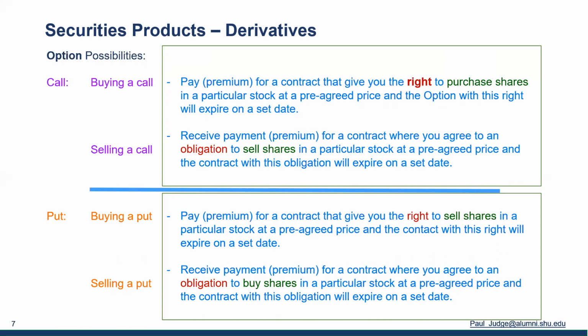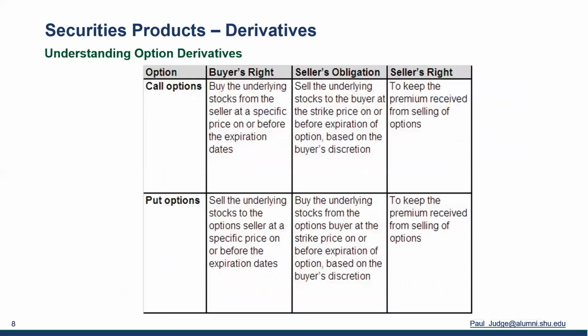On the put, you buy a put, you pay a premium for a contract that gives you the right to sell the shares at a particular price. The person selling you the put receives the premium and agrees on an obligation to buy the shares at a particular price. That's the difference between the two.